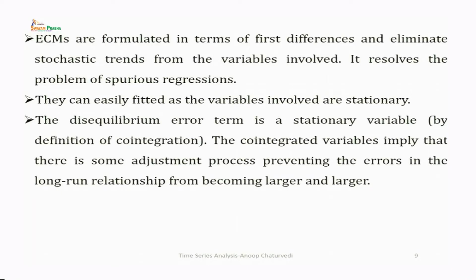Then, since all the variables are stationary or I0 variables, they can be easily fitted using, say, the method of least squares, or you can also use any other inference procedure for the error correction model. Then the disequilibrium error term is a stationary variable. So, co-integrated variables imply that there is some kind of adjustment process preventing the errors in the long run relationship from becoming larger and larger.